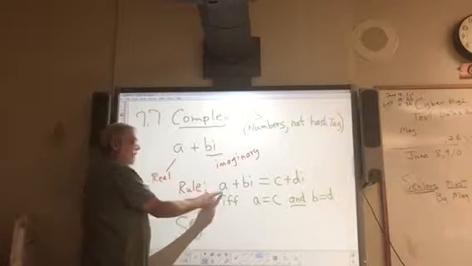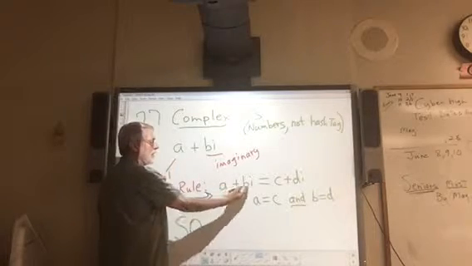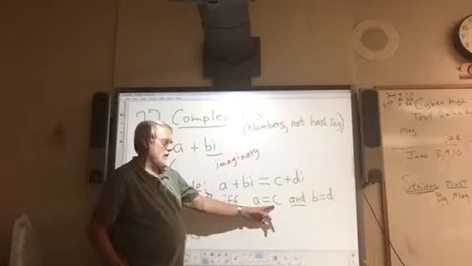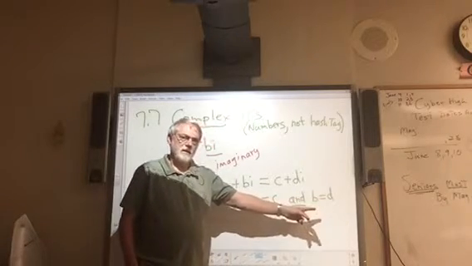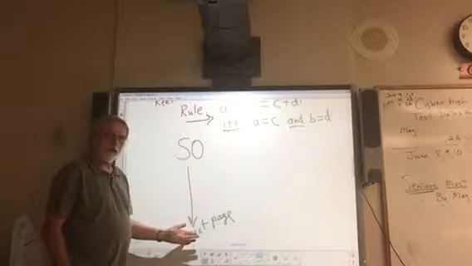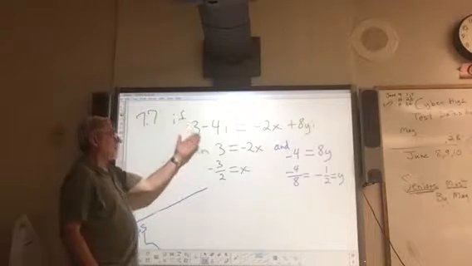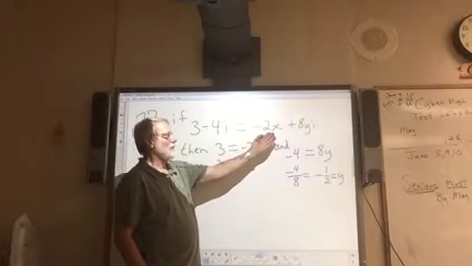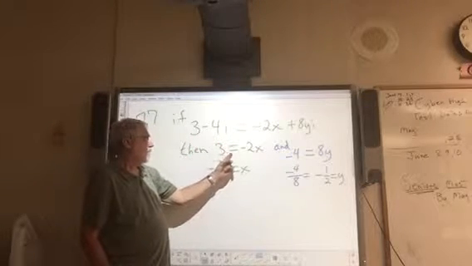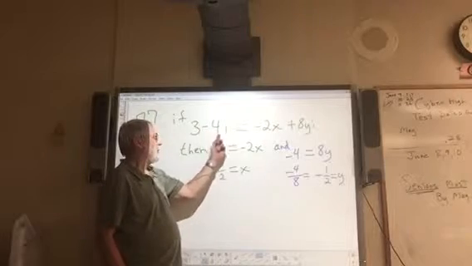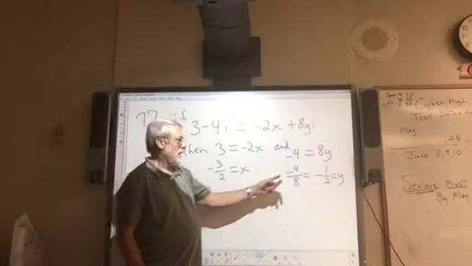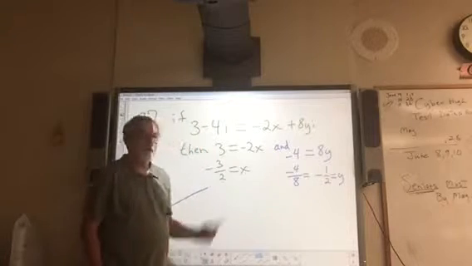So, here's the rule. a plus bi equals c plus di if and only if, that's from geometry, a equals c and b equals d. How do you use that? I'm going to show you. So, it's on the next page. Here it is. If 3 minus 4i equals negative 2x plus 8yi, that means that 3 equals negative 2x and negative 4 equals 8y. So x equals negative 3/2 and y equals negative 1/2. That's how you use it.